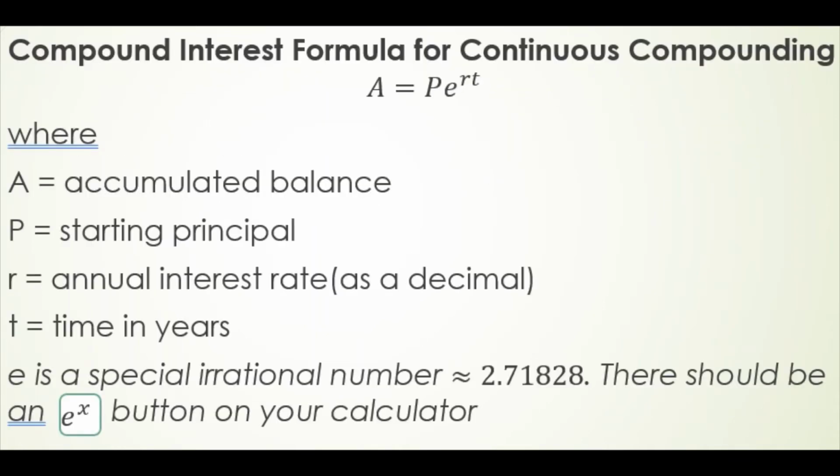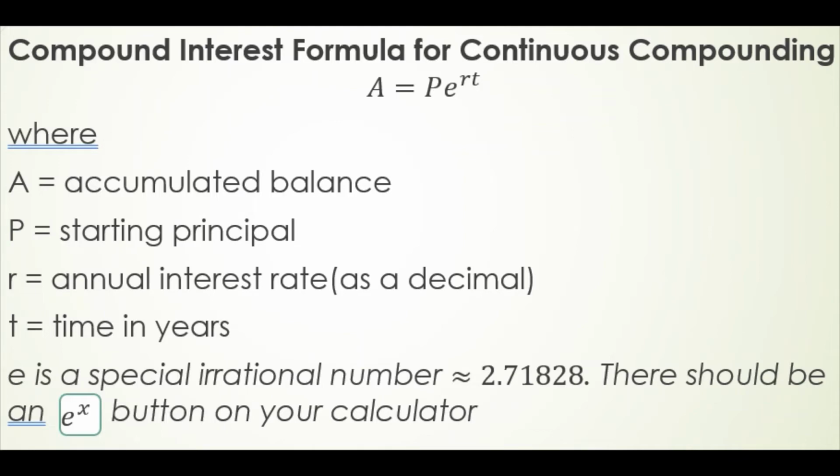So the compound interest formula that we're going to use for continuous compounding is A equals P times e to the rt, where A, P, r, and t mean the same things that they meant in our compound interest formula that we learned in the last lesson. A is the accumulated balance, P is the starting principal, r is the annual interest rate or annual percentage rate as a decimal, and t is the time in years. And then e, remember, is a constant.